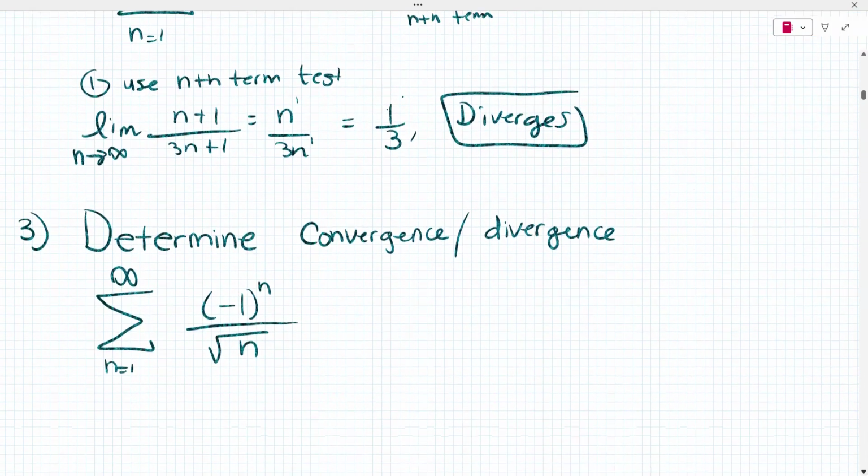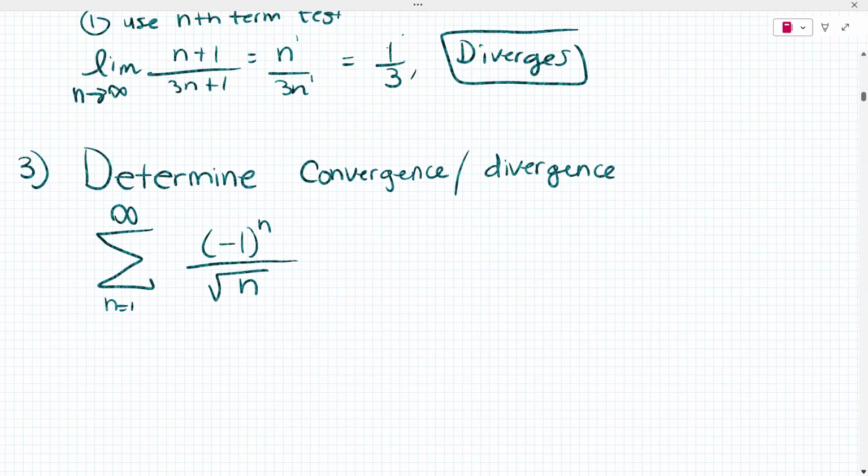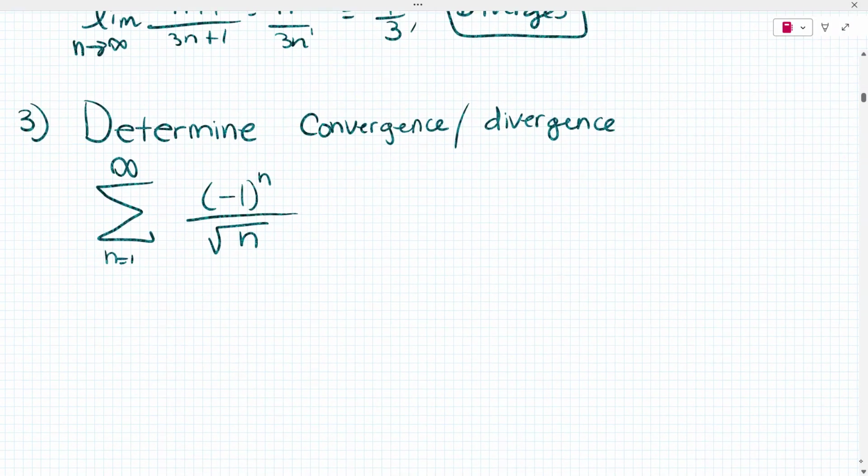Number 3 says determine if it converges or diverges. And we have the summation from n equals 1 to infinity of negative 1 raised to the n over square root of n. So I think we could use the alternating series test.